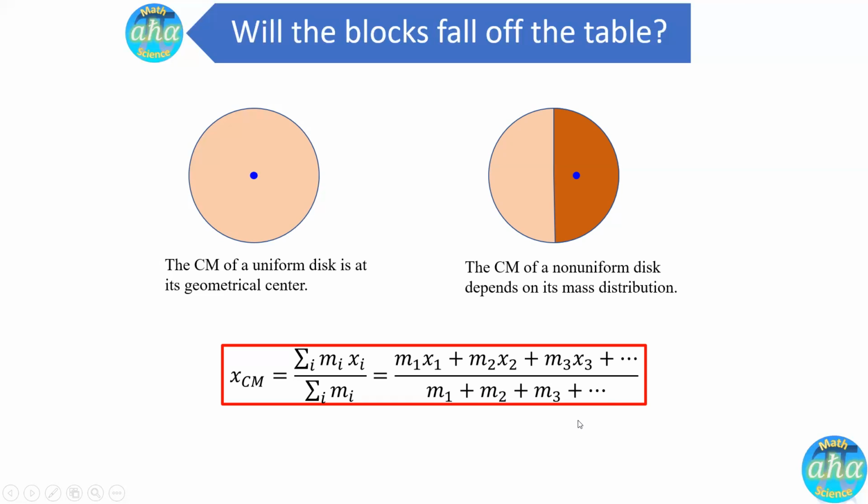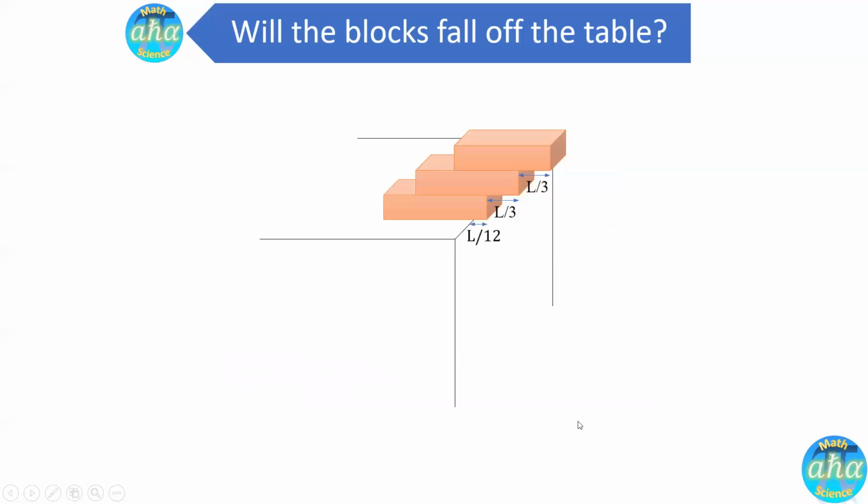So how can we apply this concept to solve this three blocks problem? So here are the three blocks. In order to figure out whether the blocks will fall off the table or stay on the table, we just need to figure out the center mass of this three block system. So where is this center mass? And then we can compare the location of the center mass to the edge of the table. So the edge of the table is right here.